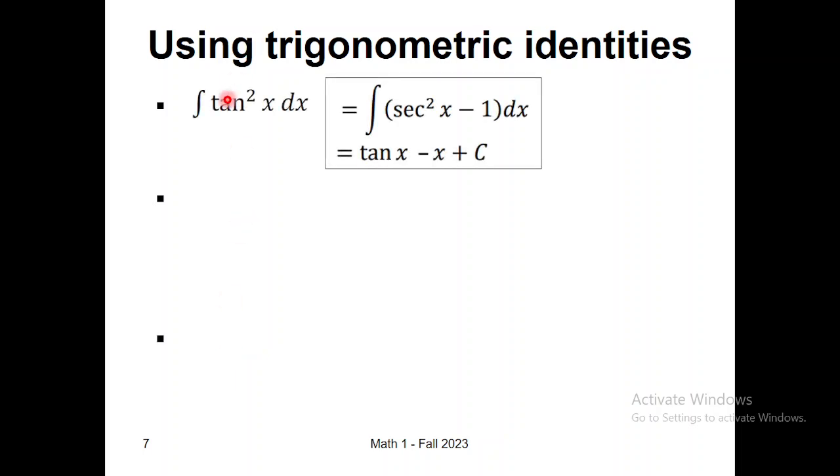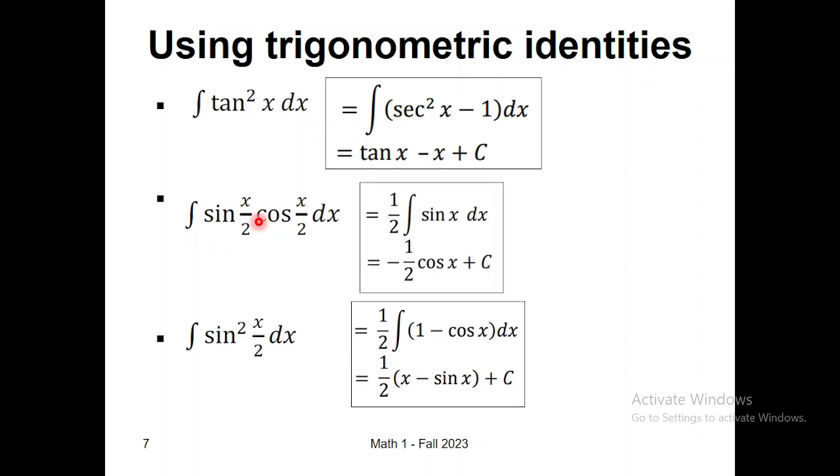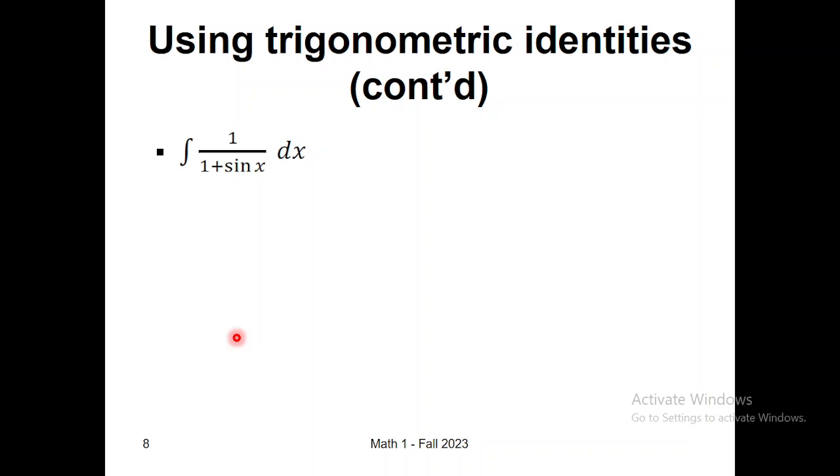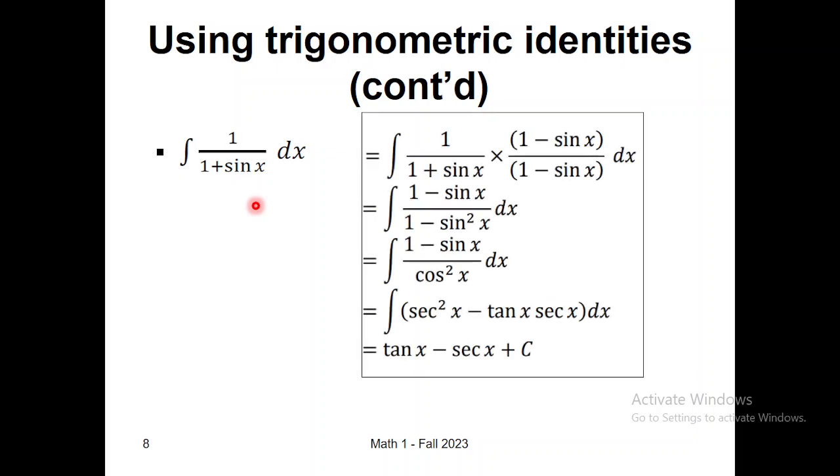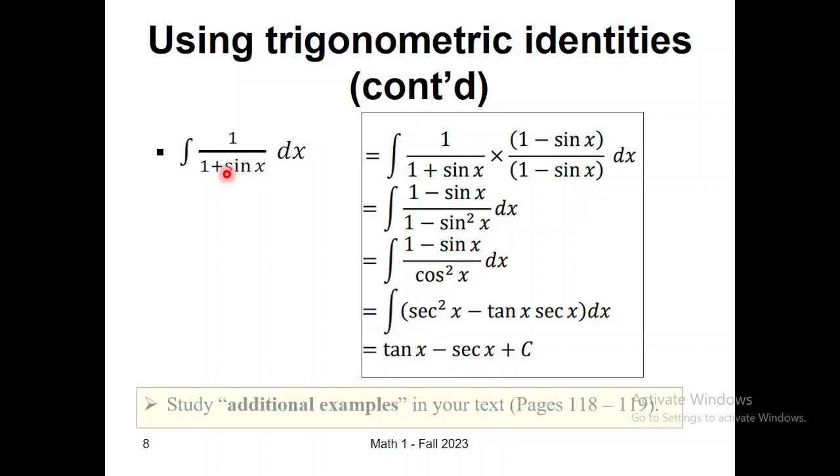For example, we presented how to integrate tan squared by converting it into sec squared minus 1, and also how to integrate such a product by simply using the rule of double angle, and also how to integrate sine raised to power 2. And we finished our discussion with this example, which has some additional idea, which is basically based on multiplying this fraction by the conjugate in order to simplify the expression and get rid of the summation that exists in the denominator. And we mentioned also that you have to read the additional example that exists in your textbook in these pages.